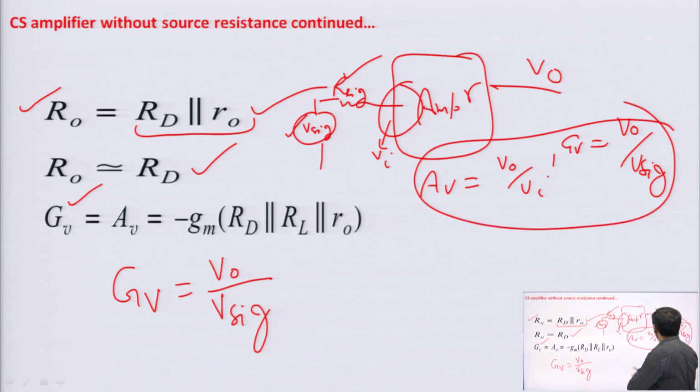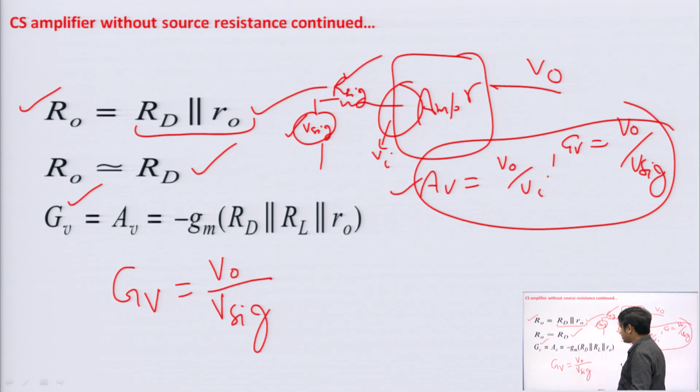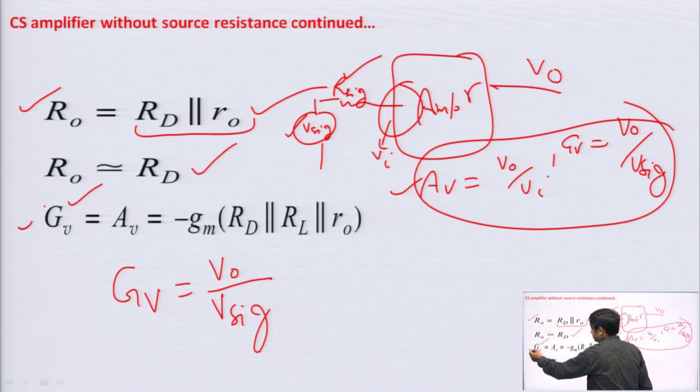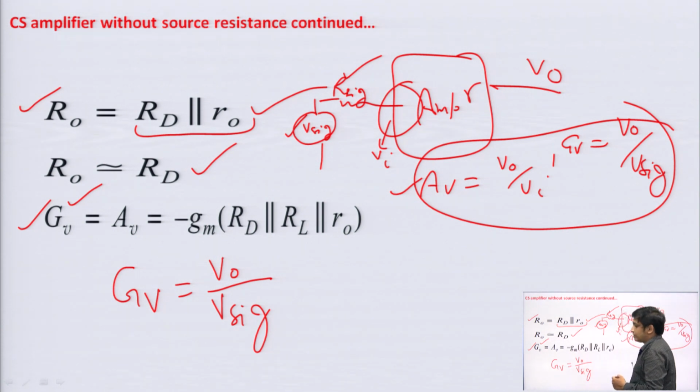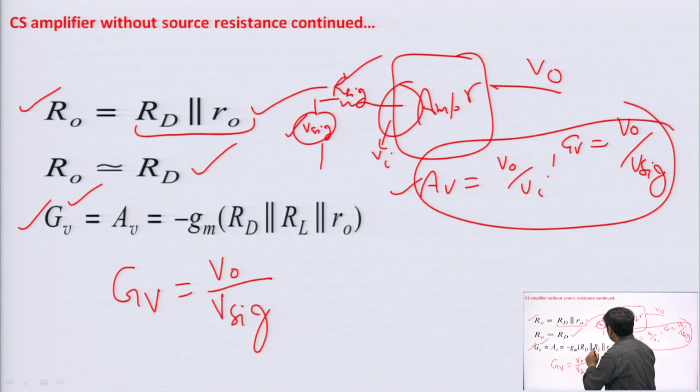G V is your V naught upon V 6. We have done it multiple times in lecture 5 and lecture 6, in common emitter, common base and common collector amplifier. Now we are doing it for common source amplifier. You can calculate it on your own, it is very easy. Once you understand it, you simply perform the network analysis and you will get minus G m into R D parallel to R L parallel to R naught, V naught upon V sig, and in this case your G V is equal to A V.